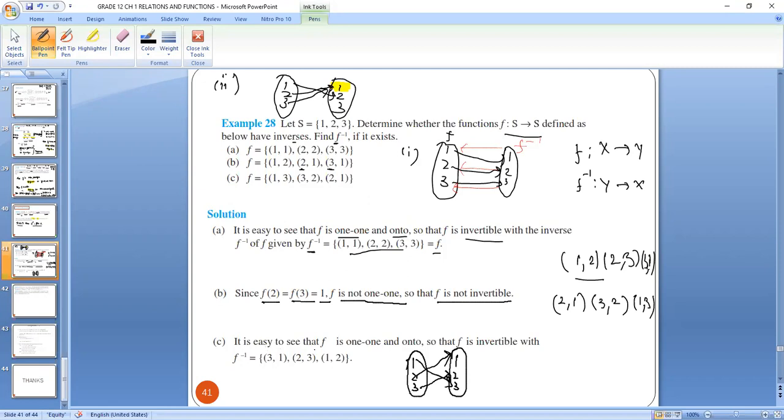Now it is easy to see that f is 1-1 and onto, so f is invertible. Therefore since it is 1-1 and onto, we will say that the function is invertible, and we have to find f inverse. So f inverse, if it is 1 3, it will be 3 1. If it is 3 2, it will be 2 3. If it is 2 1, it will be 1 2. This will be f inverse, right?